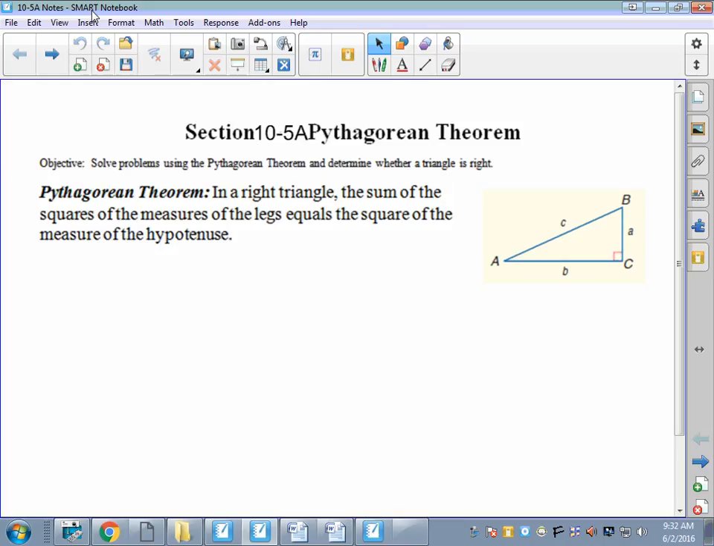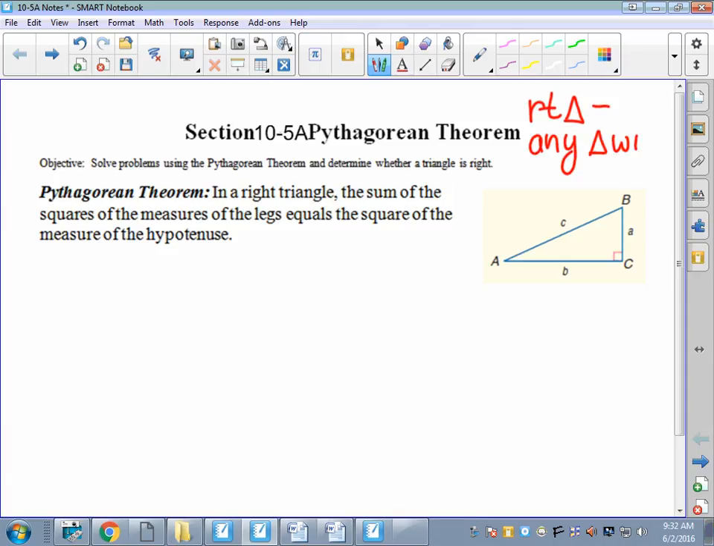We're going to solve problems, we're going to find missing sides, and we're going to decide whether, if I give you a triangle with sides, is it a right triangle? So first of all, we need to make sure we know what a right triangle is. A right triangle is any triangle that has a right angle. So a right triangle, I'm going to use the triangle symbol. Any triangle with one right angle. And you know what a right angle is, right? 90 degrees. And we signify it with a little square in one of the corners. Whatever corner has a right 90-degree angle.